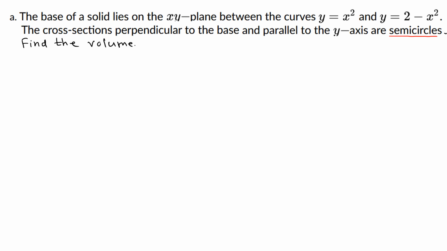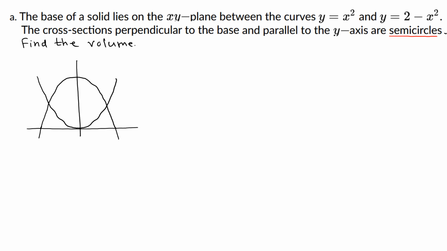So let's try to see the situation. We have two curves. One is y equals x squared, the other one is y equals 2 minus x squared. There's a solid, and you cut it perpendicular to the base and parallel to the y-axis, so you cut it like that. That's the y-axis. If you look at the cross section from this side, it's going to look like this.